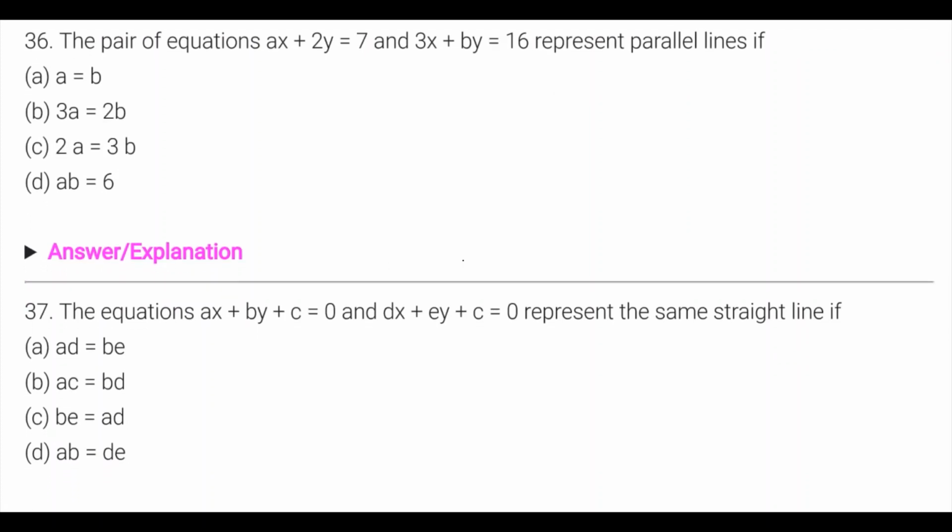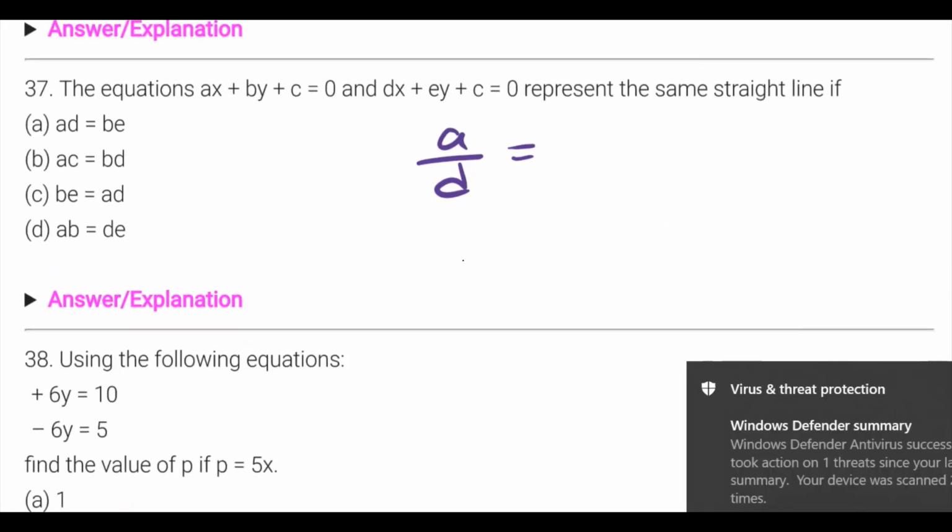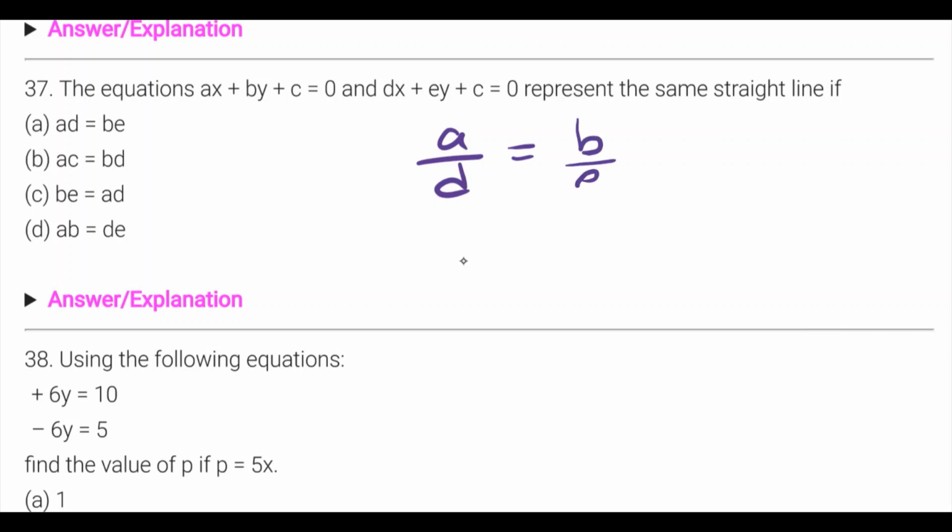Thirty-sixth question. The equations represent the same straight line if. So here it's about the coincident lines. A by D equals B by E equals C by F. So this equals 1.